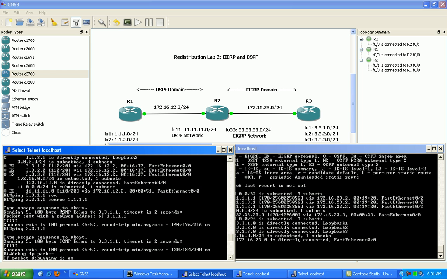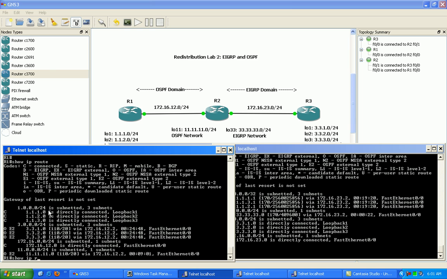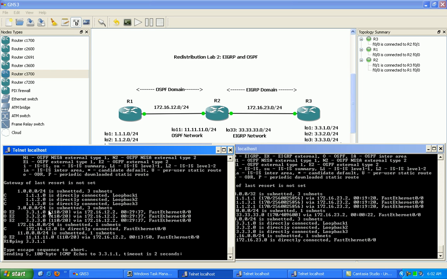So now before, when we were able to ping the 3 network from router 1, if I go to router 1 now and do a show IP route, everything still looks normal. But if I go ahead and try to ping the 3 network, now you can see I can't ping at all. And that is because with this ping, I am sourcing the ping from the exit interface, which in this case is fast Ethernet 00, which is the 12 network.